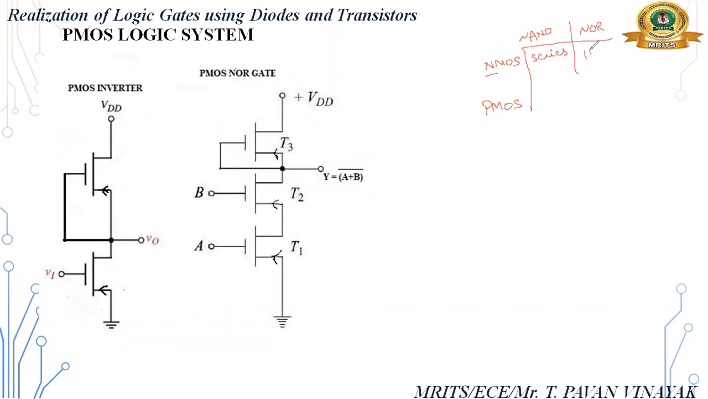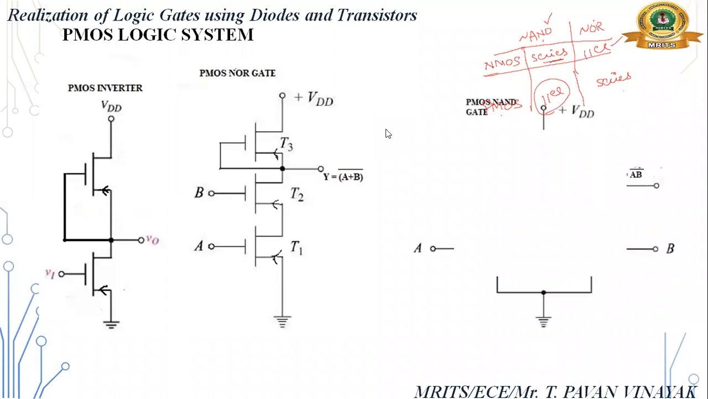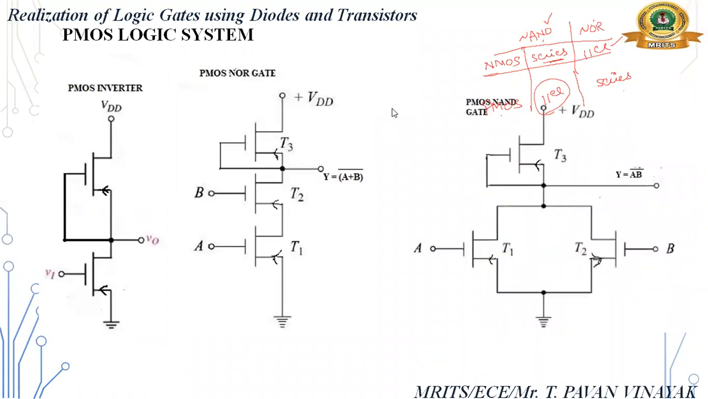For NOR, parallel. For PMOS, NAND is parallel, NOR is series. Remember, for NMOS, transistors are in series for NAND, and for NOR, parallel. For PMOS, NAND consists of parallel, NOR consists of series. So that is the inverse operation between N and PMOS.